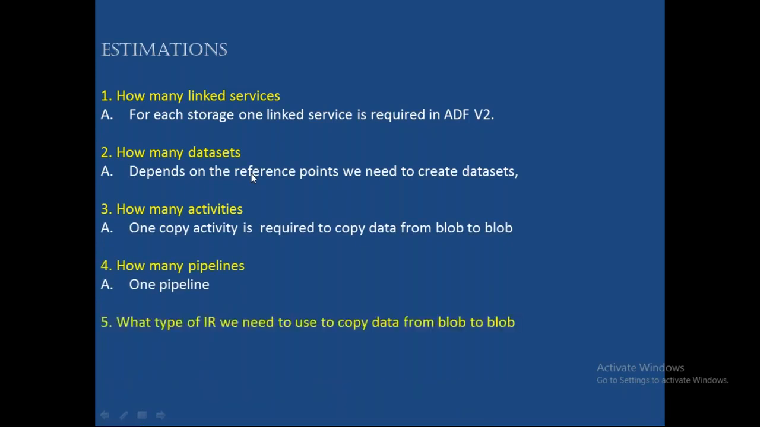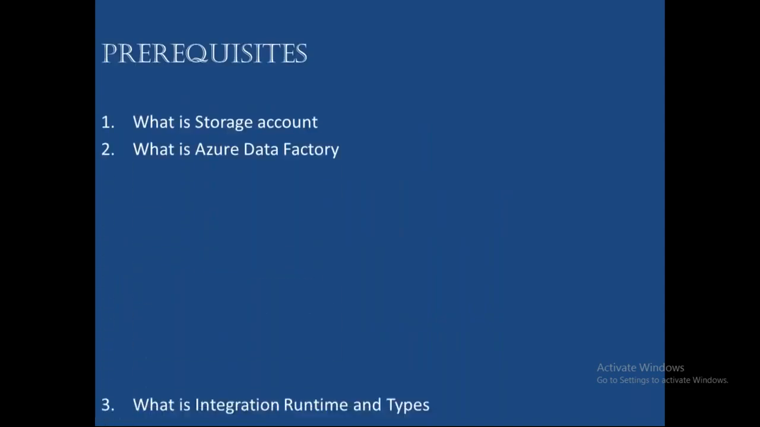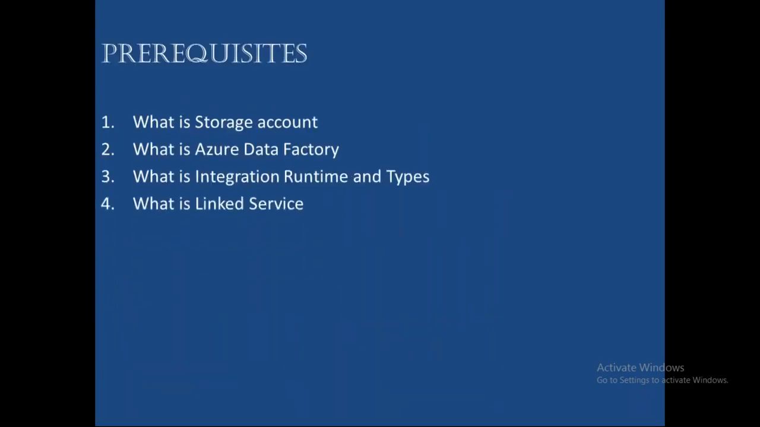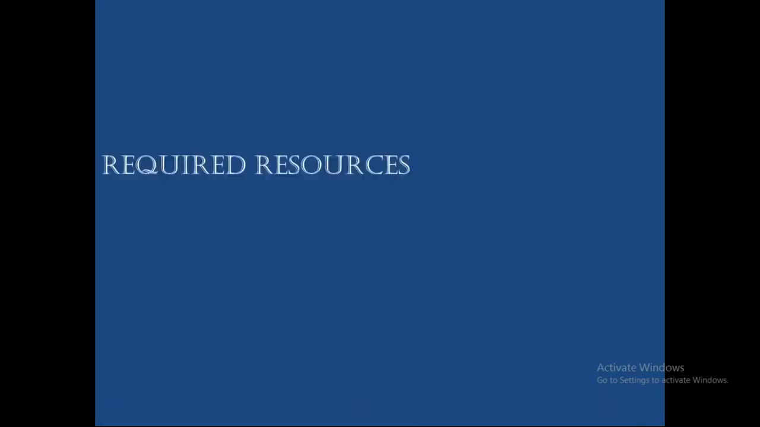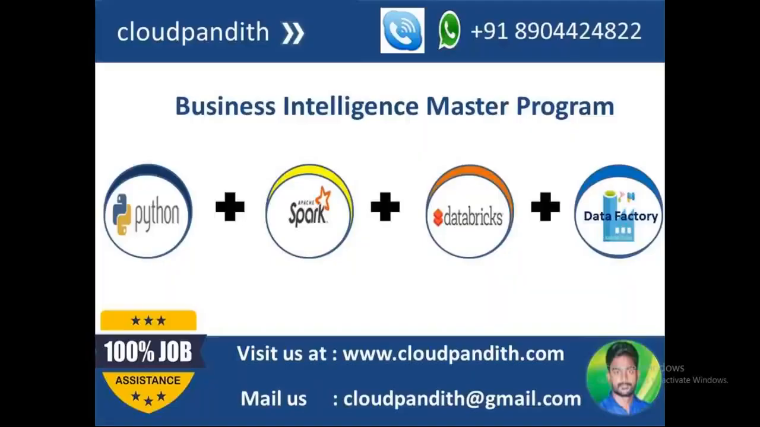Next, what type of IR do we need to use? Azure integration runtime. Okay. Prerequisites: we should know storage account, Azure Data Factory, integration runtime and its types, what integration runtime we need to use, how to create linked services, and what is a linked service, what is a dataset, what is an activity, and what is a pipeline. So all these things we should know. Now let's go to required resources. We need these 2 resources. Okay, that's all the slides I have.